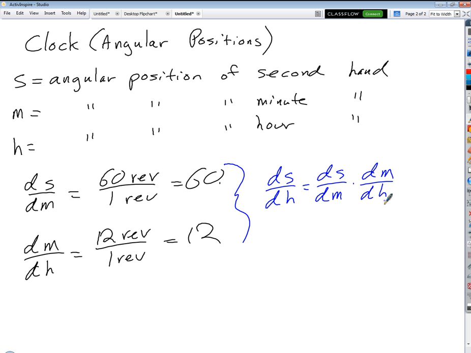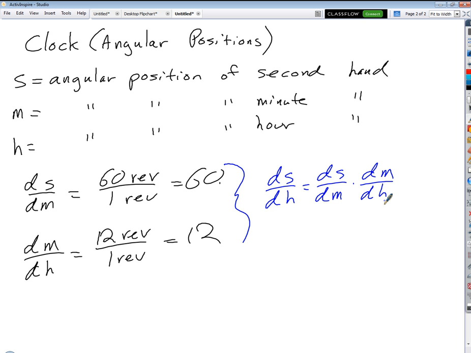So if the minute hand goes around 3 times, how many times did the second hand go around? 3 times 60. If it goes around 100 times, it goes around 100 times 60, right? Does that make sense? And so if the hour hand is only going around once for every 12 revolutions, doesn't it have to be the product of those two rates? Yes, it does.